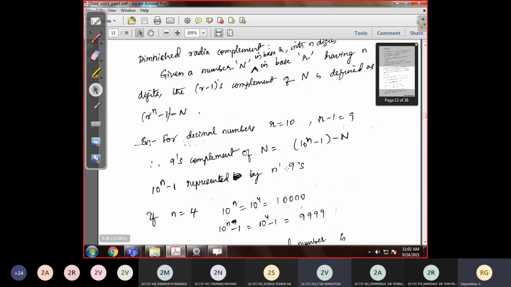So r power n minus 1. When you subtract 1 from 100, what will be the value? 99, right? Subtract 1 from 1000, what will be the value? 999, right? So in order to get the 9's complement of a decimal number, based on the number of digits of the given number, you subtract the given number from that many 9's. That is how you compute the r minus 1's complement in the case of a decimal number system.